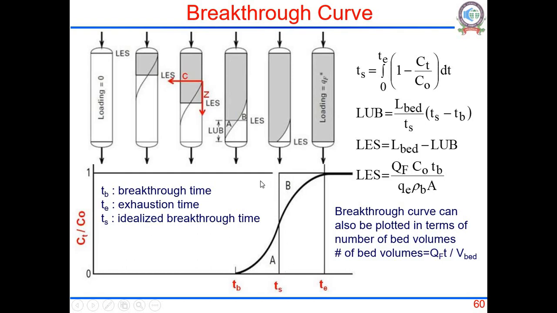Okay. So mathematically, how could we represent this? If you think about the area under the curve between 0 and TE, it is this area, therefore 1 minus CT by C0. It is the area of this shaded portion. Right, this whole thing. That is how much material has gone into the bed.